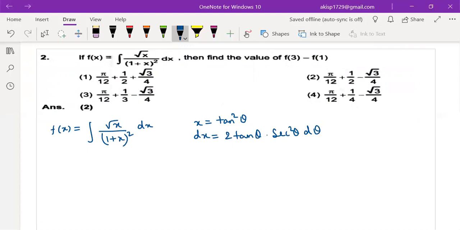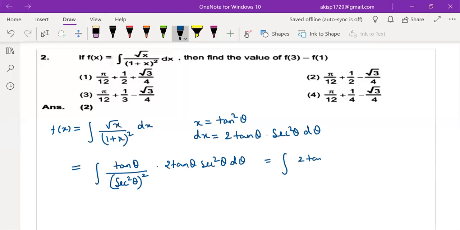We will see that this becomes the integral of tan theta by (1 plus x) whole square, where 1 plus x is 1 plus tan square theta, and 1 plus tan square theta is secant square theta, into dx. Dx we have just written as 2 tan theta secant square theta d theta. If we see, this simplifies to the integral of 2 tan square theta, and one secant square will cancel. That we can rewrite as cos square theta d theta.